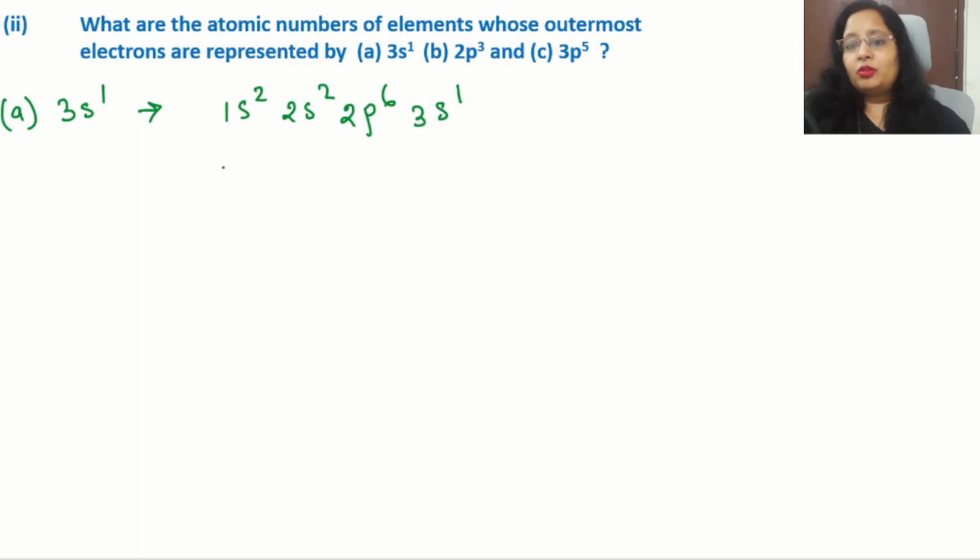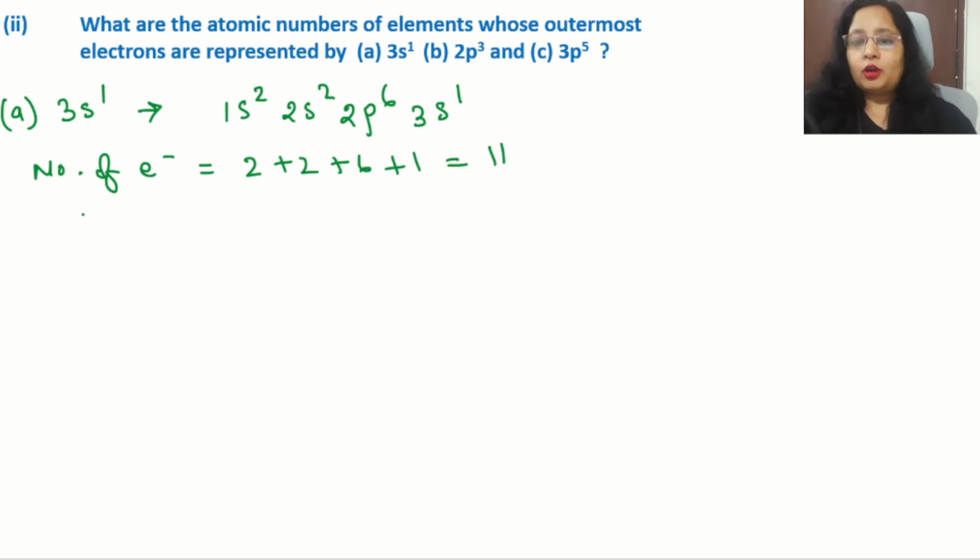Now count the number of electrons. So the number of electrons are 2 plus 2 plus 6 plus 1. It means 11 electrons. So the atomic number should be 11 because atomic number is equal to the number of electrons in that element. Now in the same way we'll solve the second part B.